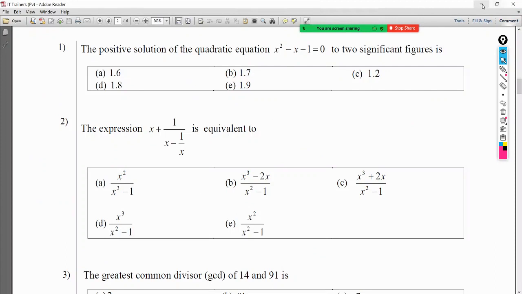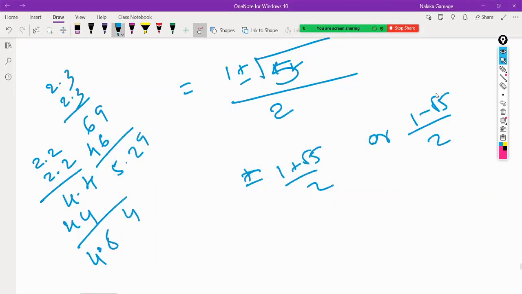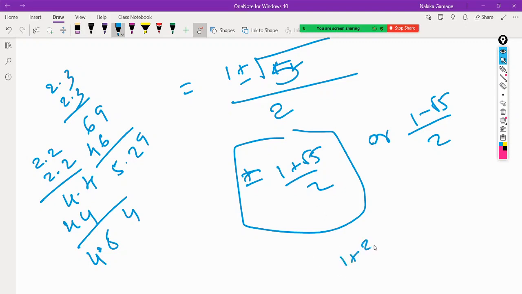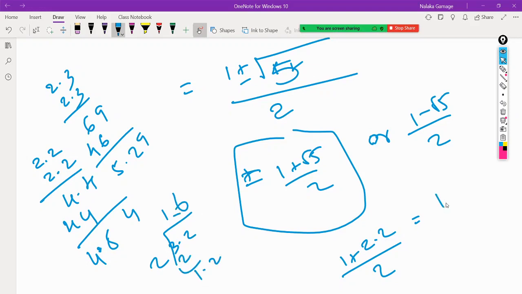Yeah, the positive solution. If it is, then we don't have to consider this one. We have to consider only this one. So that is 1 plus, if it is 2.2, 1 plus 2.2 divided by 2, that is 3.2 divided by 2. That is 1.6. That is if you take 2.2.